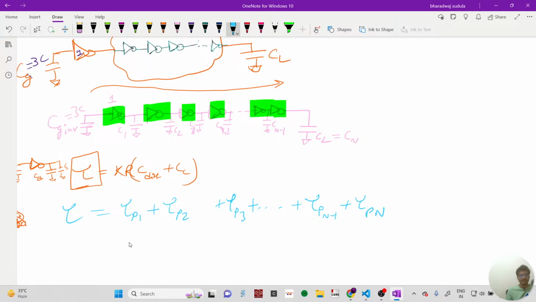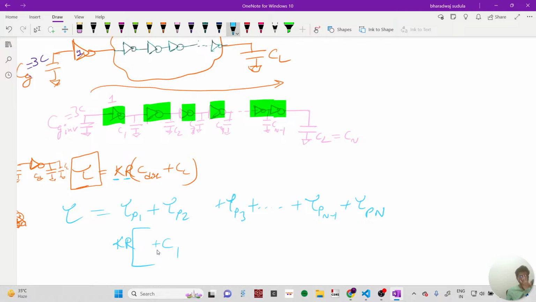So if I start adding up everything, k is common for every gate and r is common, right? So I can pull these two out. For the first inverter, that diffusion cap is C1, so I can write C1. Sorry, C1 is actually the load cap.